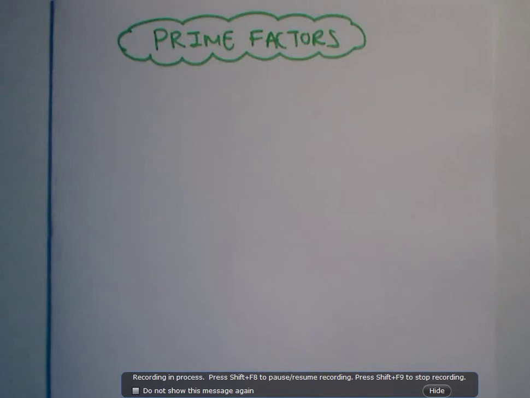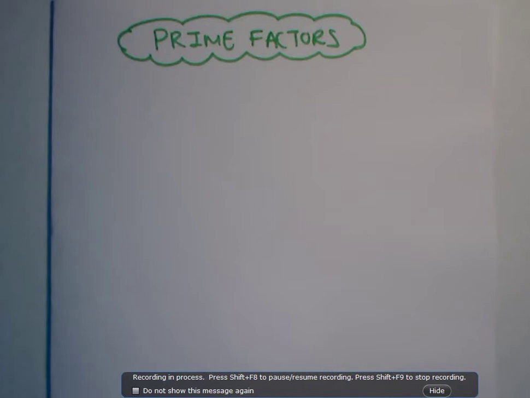Right, now we're going to do prime factors. In order for us to do prime factors, we firstly need to know what the word factor means. We learned in our previous video that factors are numbers that can go into a whole number without having any remainder. Prime factors are the same thing, but we have to know what prime means.